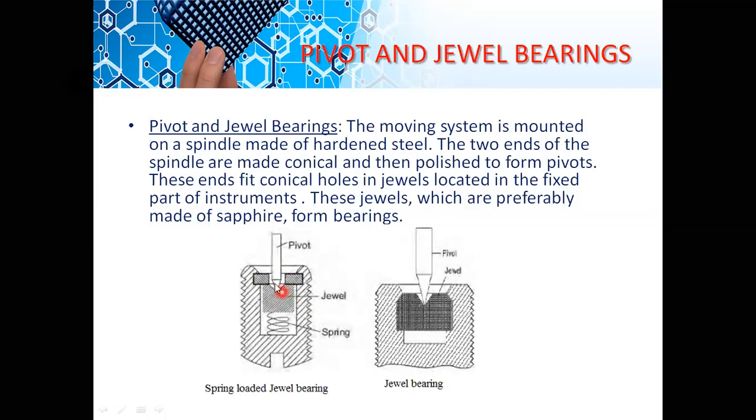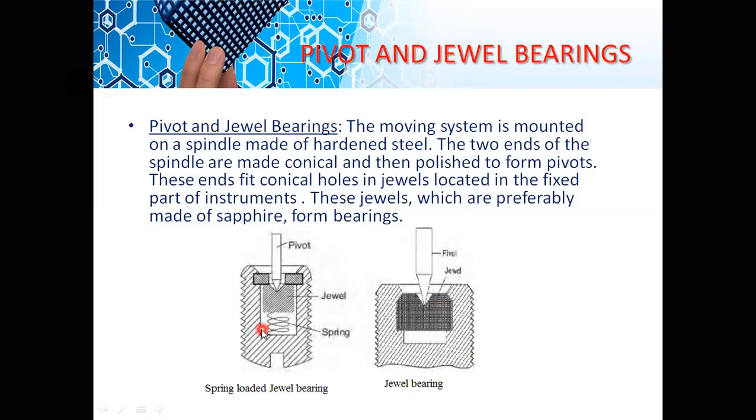So here you have a jewel. This is a jewel. And here you can see two different types of bearing. This is a jewel bearing. This is a pivot and this is a jewel. And this is the contact surface between pivot and jewel. At this point, because surface contact is very less and the jewel surface is smooth, friction is automatically less.